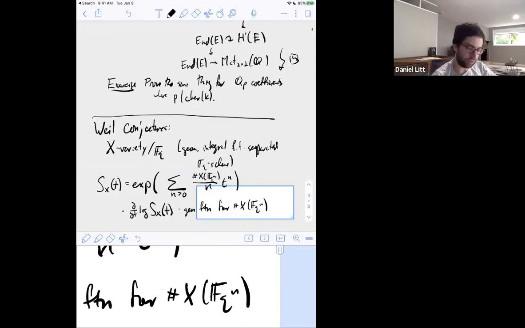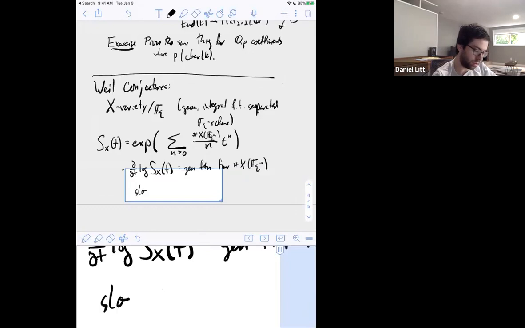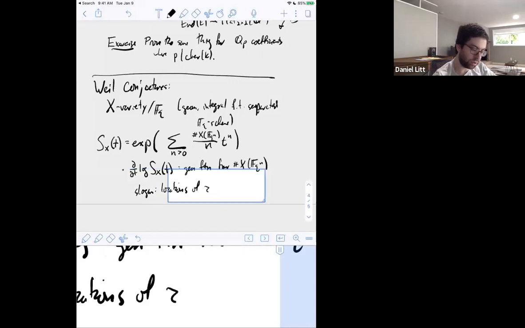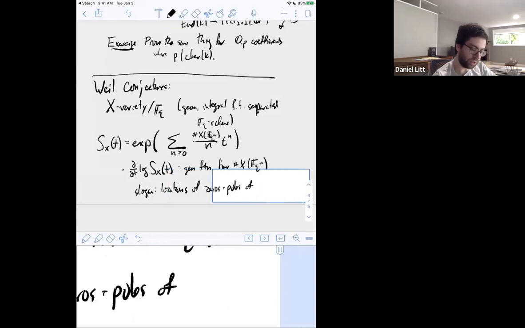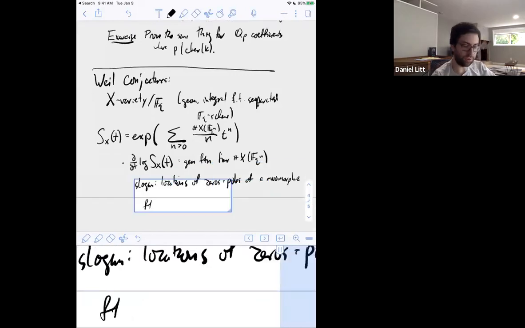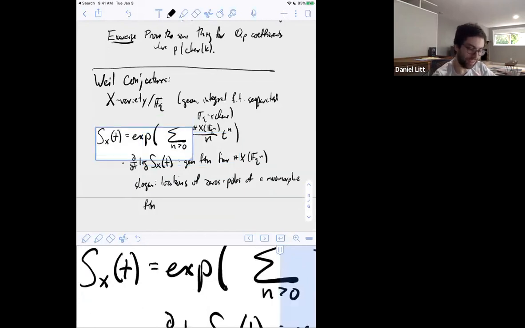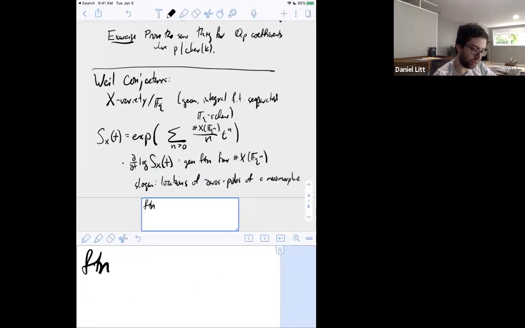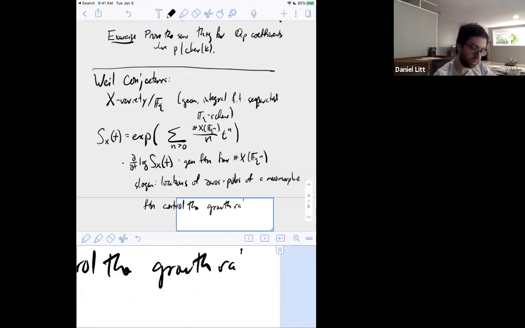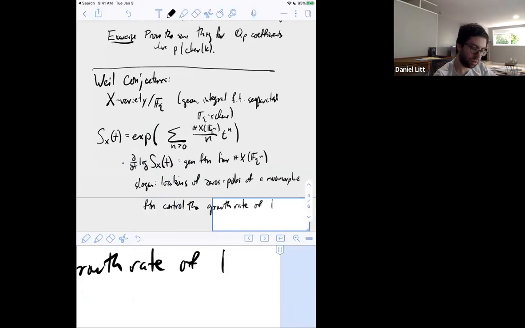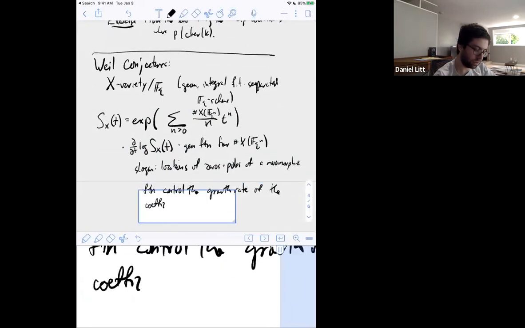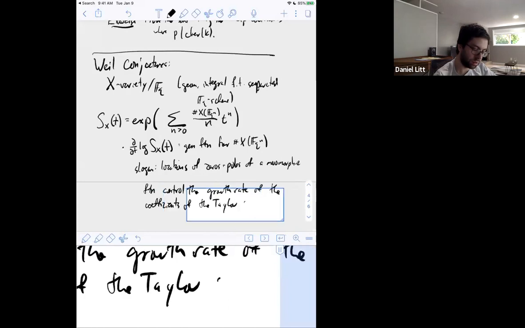Great. So the slogan you should keep in mind is that the locations of the zeros and poles of a meromorphic function control the growth rate of the coefficients of the Taylor series of its logarithmic derivative. And so far we don't actually know that this function is meromorphic, but we'll see that in a second.